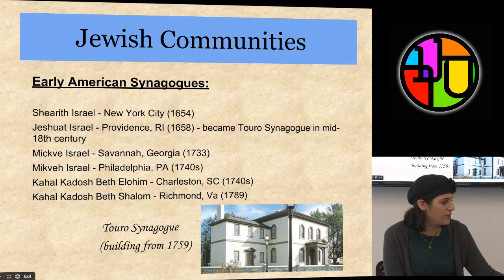This is a picture of the Touro Synagogue. This is not their original building, but this is the building from 1759. And I don't know if this is still the building today. I've never been there, shockingly. So I don't know if any of you have been there. Is this what it still looks like today? I don't know if this is an older building or if this is still the building.